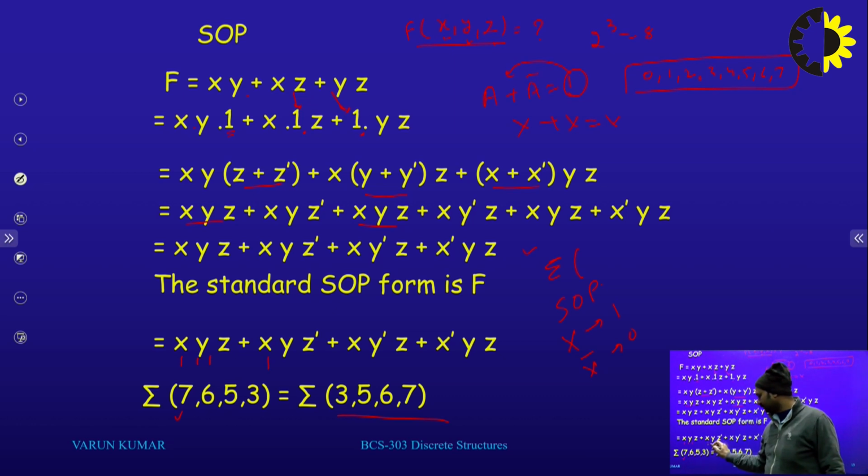This particular expression is 1, 1, 0, which is decimal equivalent to 6. This expression is 1, 0, 1, which is equivalent to 5. And this particular expression is 0, 1, 1, which is equivalent to 3. So we write here in sorted order, that is 3, 5, 6 and 7. So we can easily convert the following expression into the sum of product.